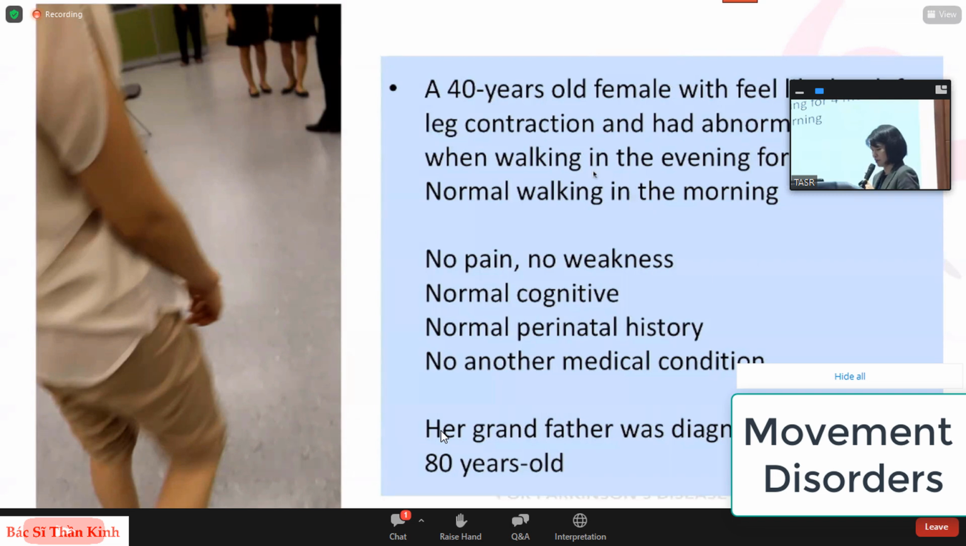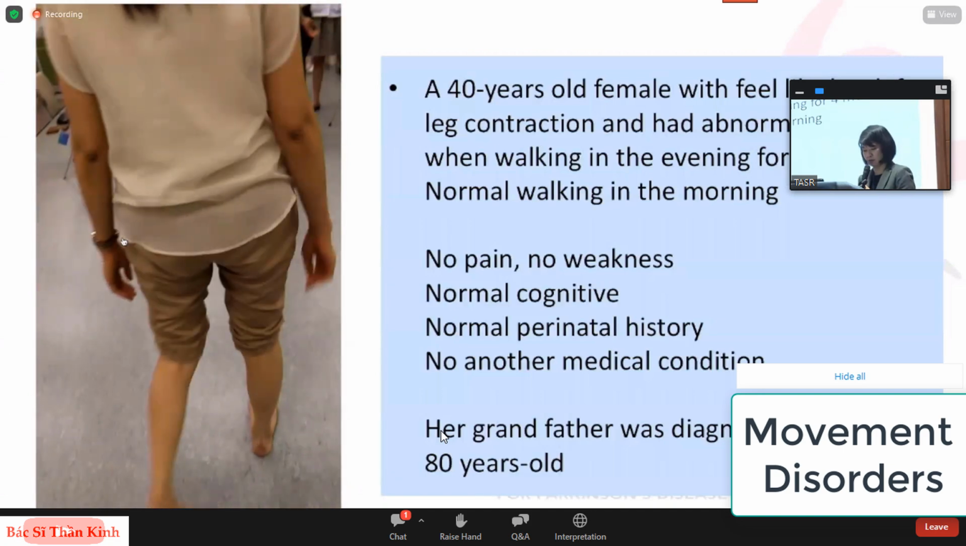She is a 40-year-old female who feels like her leg is contracted and has an abnormal posture when walking, usually in the evening, for 4 months. And she has normal walking in the morning. No pain, no weakness. She has no cognitive problems and no other past medical condition. And she has a family history of her grandfather with a suspected diagnosis of Parkinson's disease at the age of 80 years old.